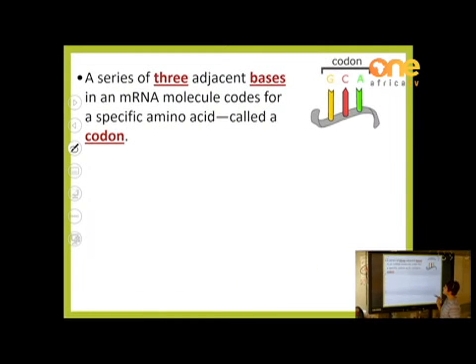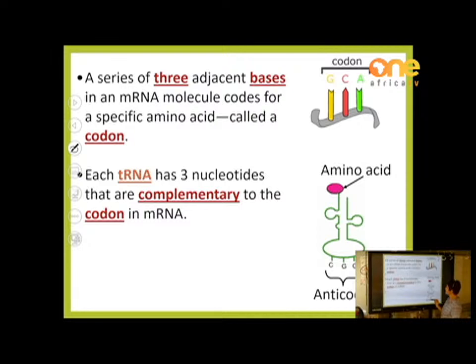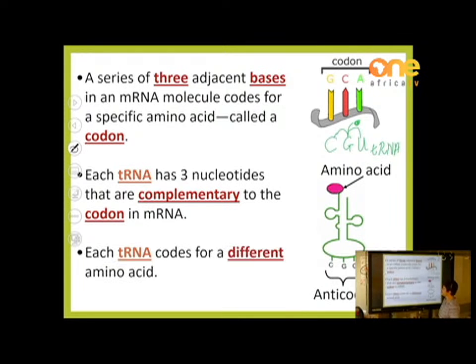And again, a series of 3 adjacent bases on the mRNA is a codon, and a series of 3 nucleotides that are complementary to the codon will be on the tRNA. What will be the complement of this codon? G will have a C, C will have a G, A will have a U, because we are talking RNA, and this will all be attaching to a specific amino acid on the tRNA. Right, so each tRNA codes for a different amino acid.